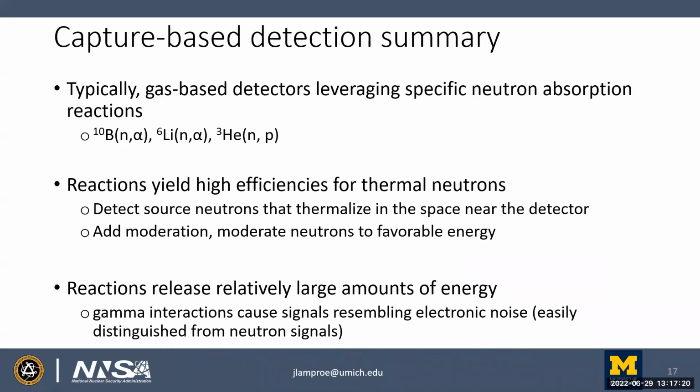In summary, gas-based detectors like to take advantage of these reactions, the boron, lithium, and helium that I talked about before. You're looking at the heavy particles that are produced by those, so the alpha and the lithium recoil nuclei. They have high efficiencies for thermal neutrons because thermal neutrons have much higher cross sections, so the reactions are a lot more probable. But we can moderate fast neutrons down in energy so that they are at a favorable energy to be detected in these detectors.